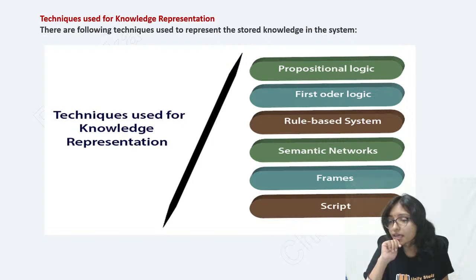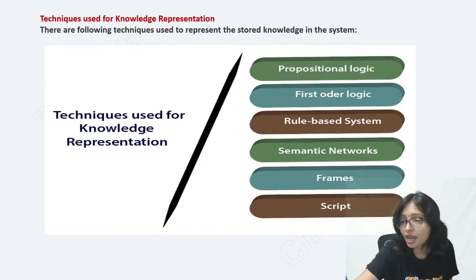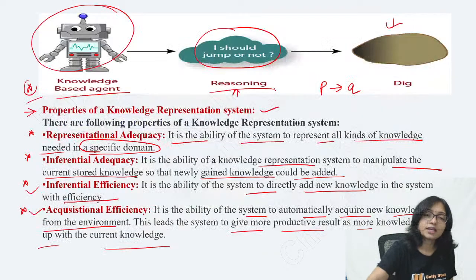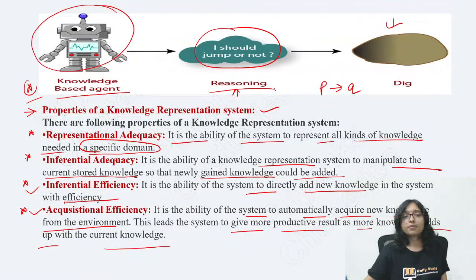Acquisitional efficiency, acquire. Bashanti: presentation for a specific domain; inferential adequacy adds new knowledge from the previous knowledge; inferential efficiency, new knowledge; acquisitional, new knowledge. Yes, Bashanti is giving a correct answer. Very good. Exact points you have to tell me. Exact points you have to remember.